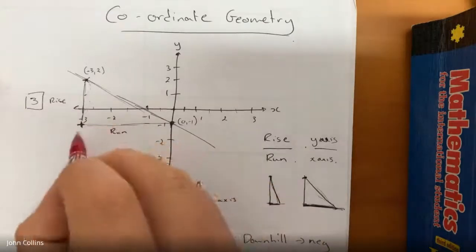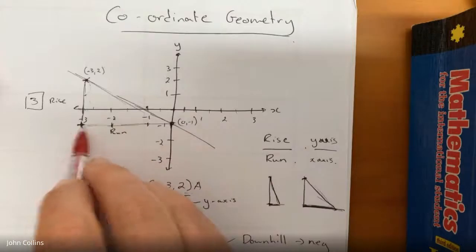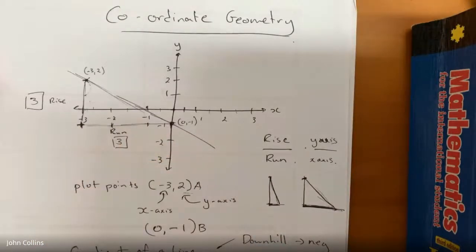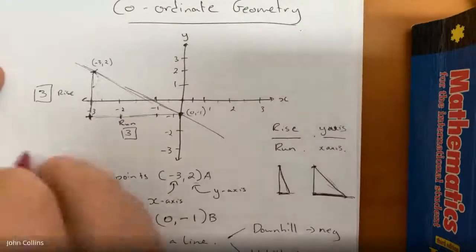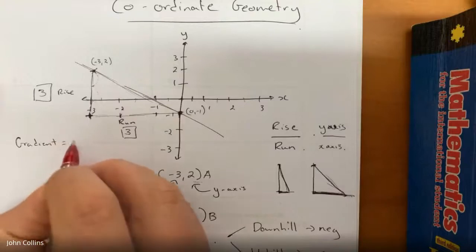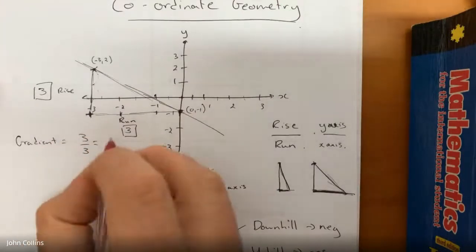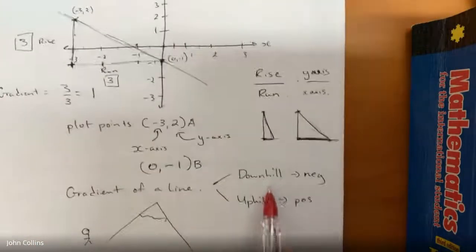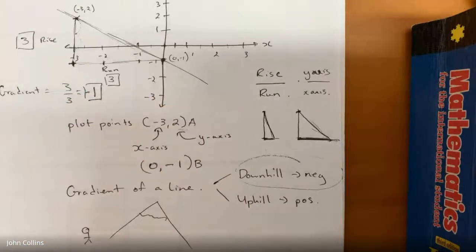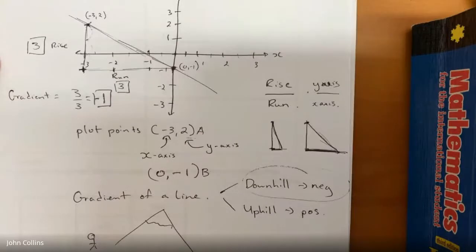What's the run then? 1, 2, 3. So I can use the scale if I want. I know it's back here at 3. So the run is also 3. So the rise over the run, or the gradient in this case, is going to be 3 over 3, or we can simplify that to 1. Now remember, it is downhill, so it's automatically negative. So the slope or the gradient of the line I drew was -1.